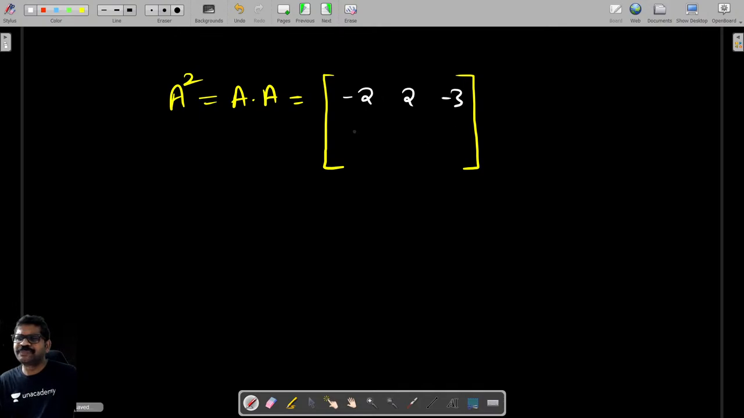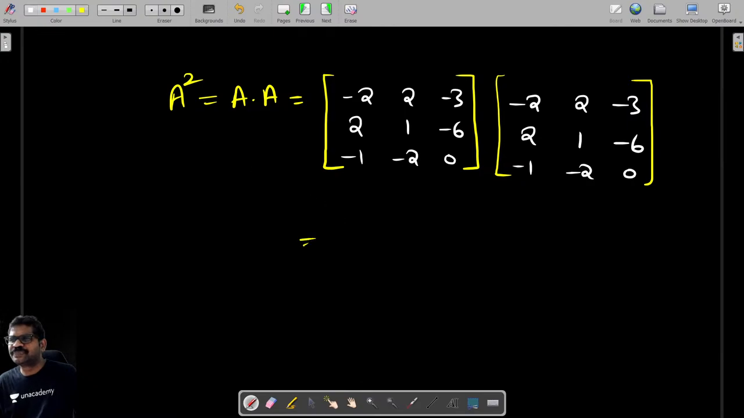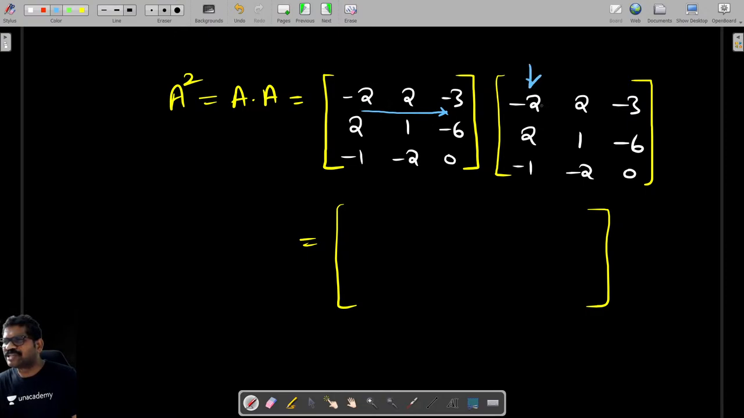minus 2, 2, minus 3, next 2, 1, minus 6, minus 1, minus 2, 0. Multiply with minus 2, 2, minus 3, 2, 1, minus 6, minus 1, minus 2, 0. Now multiply. If you multiply A with A, first row multiplied with first column, minus 2 into minus 2, plus 4, 2 into 2, 4 plus 4, minus 3 into minus 1, plus 3. So here you are getting 11.